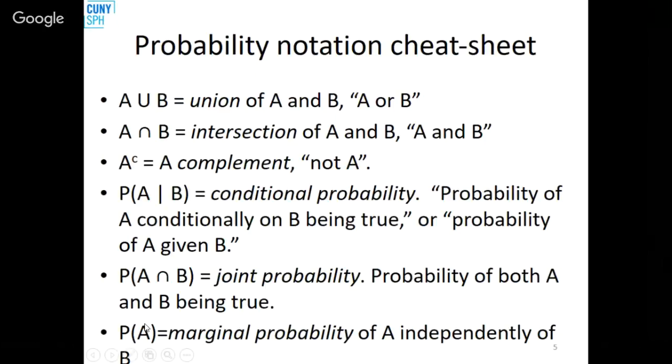We also talked about marginal probability, which is the probabilities that we wrote in the margins of the table, or the probability of A independently of whether or not B is true.